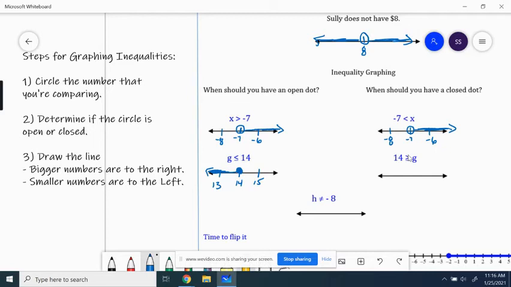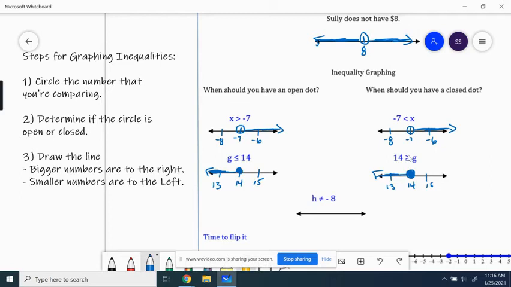All right, and we've got pretty much the same thing here, variables on the other side. So we got 14, 15, 13 on the other side. Circle the number that we're comparing. We have the line underneath, so it includes 14. And this would say that 14 is greater than G, right? So G must be smaller. Smaller numbers go to the left. Okay?